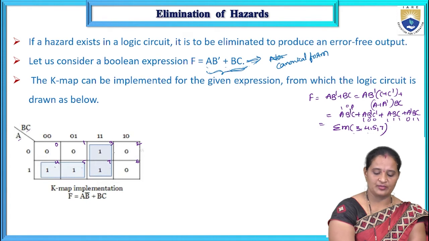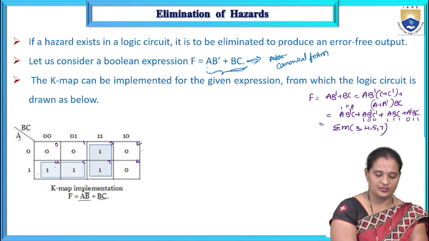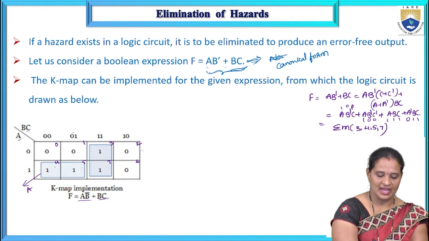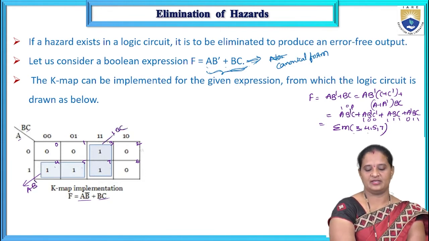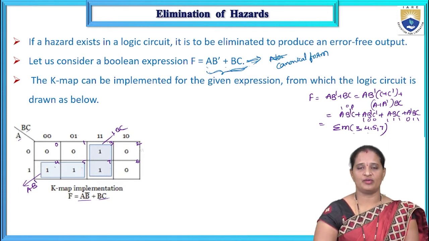Right? So I am grouping, and I will get this expression. If I group this, what is the expression I will get? This is A, and this one is B bar. A, B bar. And this is BC. Right? So this is the mapping of the Boolean function.